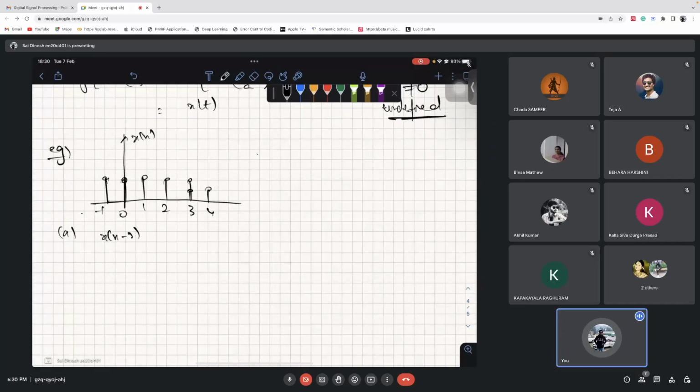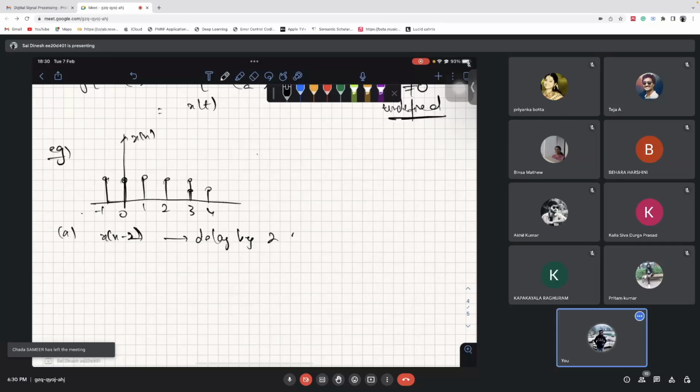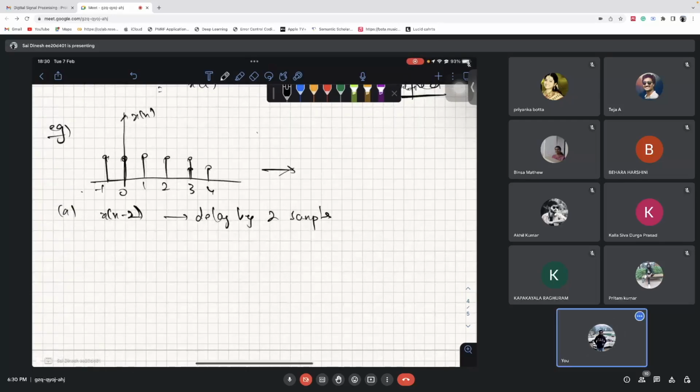What is x of n minus 2? n minus 2 would be a delay by 2 samples, simply. So instead of starting from -1, it will be starting from 1. So this is x of n minus 2.